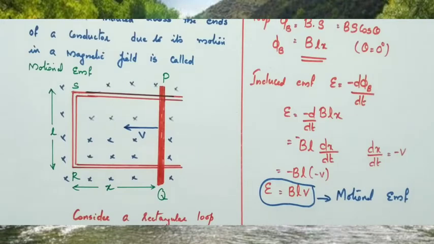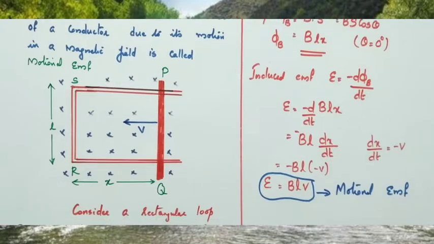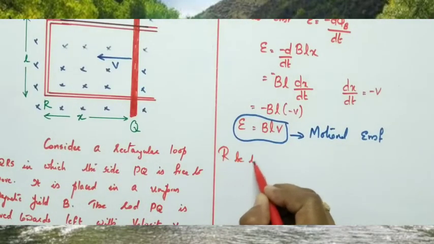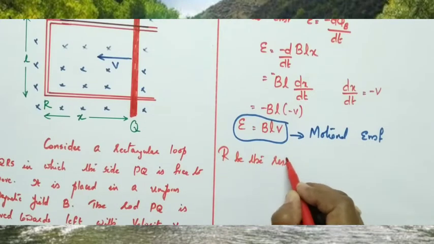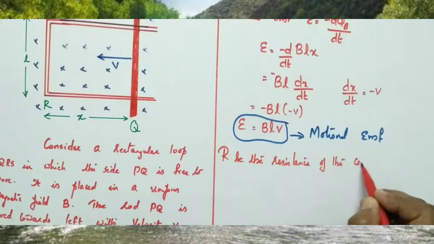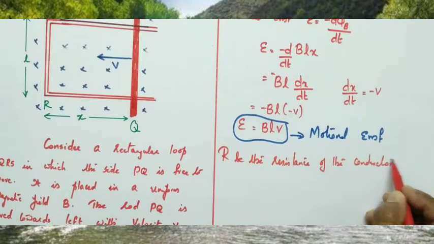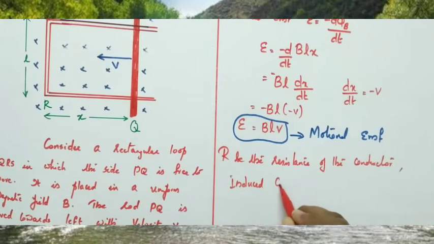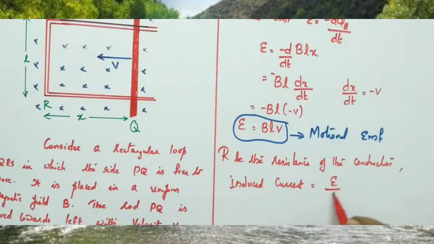Now let R be the resistance of the loop, or resistance of the conductor. Hence induced current can be written as EMF divided by resistance. So it is B L v divided by R.